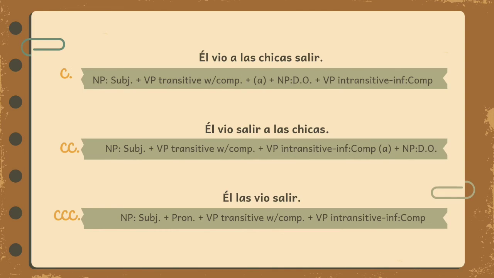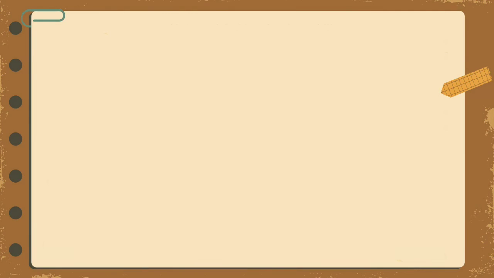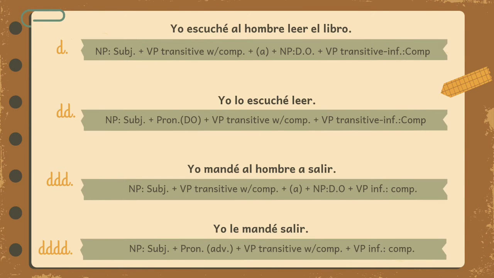Noun phrase as subject, pronoun, verb phrase transitive with complement, intransitive verb phrase with a verb and infinitive as the complement. D. Yo escuché al hombre leer el libro. We have noun phrase as a subject, verb phrase transitive with complement, plus a, plus noun phrase as a direct object, plus transitive verb phrase with a verb in infinitive as a complement. D. Yo lo escuché leer. We have noun phrase as subject, pronoun lo as direct object, verb phrase transitive with complement, and transitive verb phrase with a verb in infinitive as a complement.